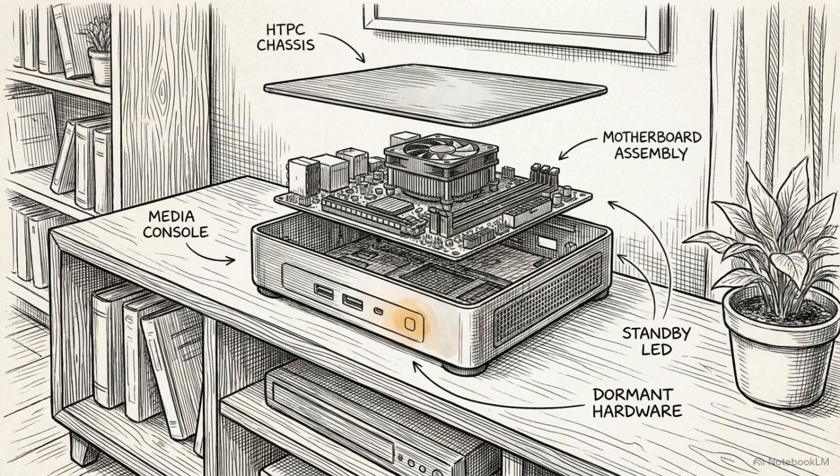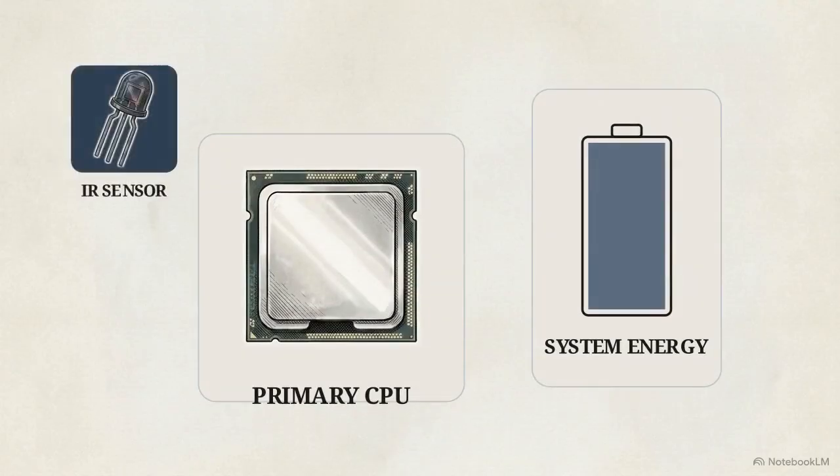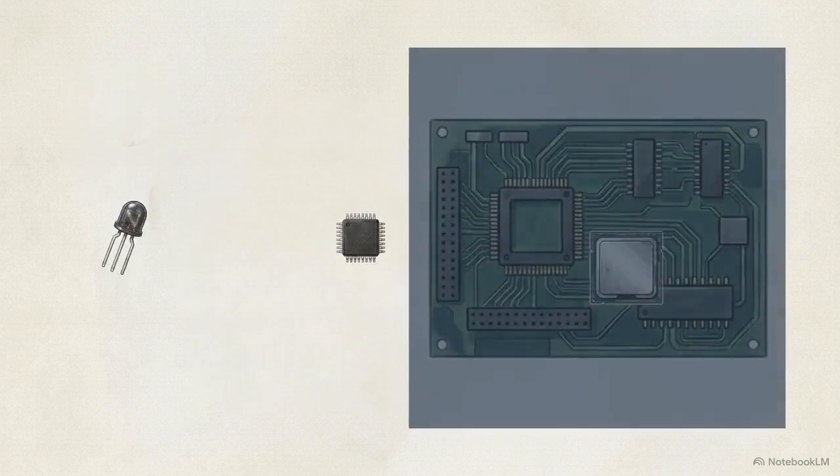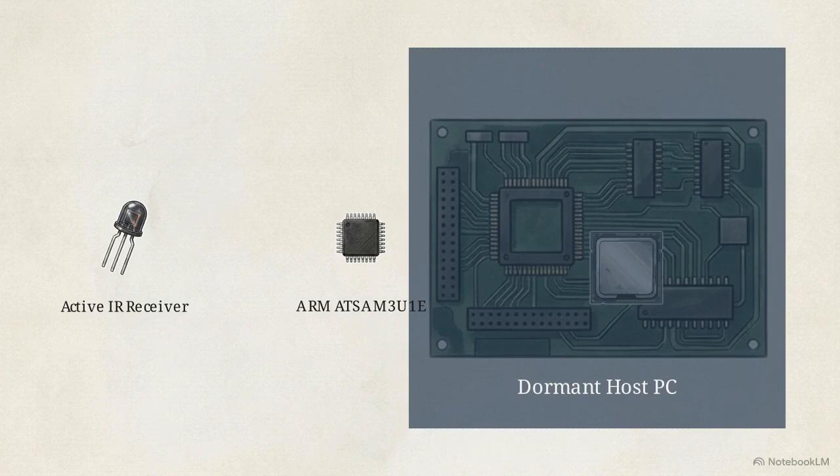Right before the remote button is pressed, the host PC is sitting dormant in deep sleep, or in S3 standby state. Waking a high-wattage primary CPU just to monitor the room for a background infrared signal burns unnecessary power and generates excess heat. This schematic shows the ARM ATSAM3U1E embedded microcontroller sitting isolated between the active IR receiver and dormant motherboard.